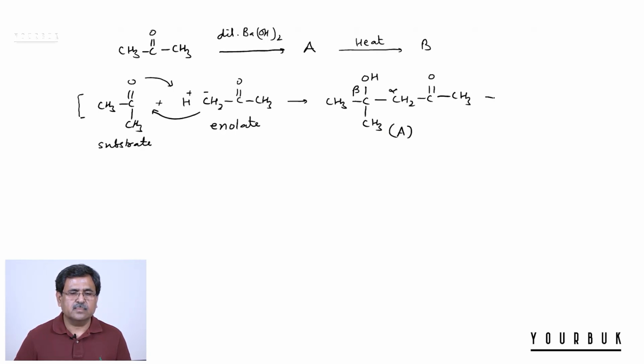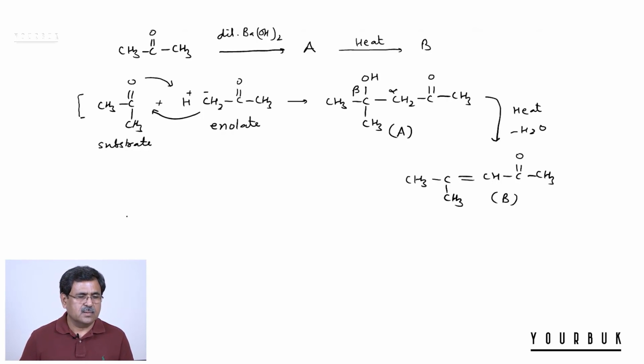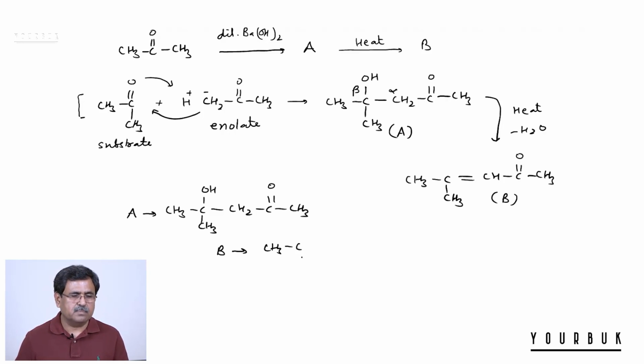And this on heating undergoes loss of water to give a double bond between the alpha and beta carbon. So this is product B. So in this question, this is the structure of A, and this is the structure of compound B. So when you're writing the answer, you just write the structures of A and B.